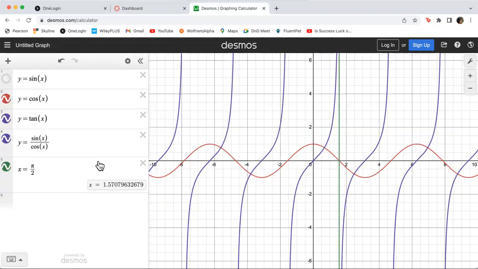So tangent is sine over cosine. So when cosine is negative, that's when tangent is throwing a vertical asymptote. Because as cosine gets close to 0, tangent gets larger and larger and larger. This is regardless of the value of sine, because sine is headed towards 1 and cosine is headed towards 0. And 1 divided by 0 will head towards infinity.